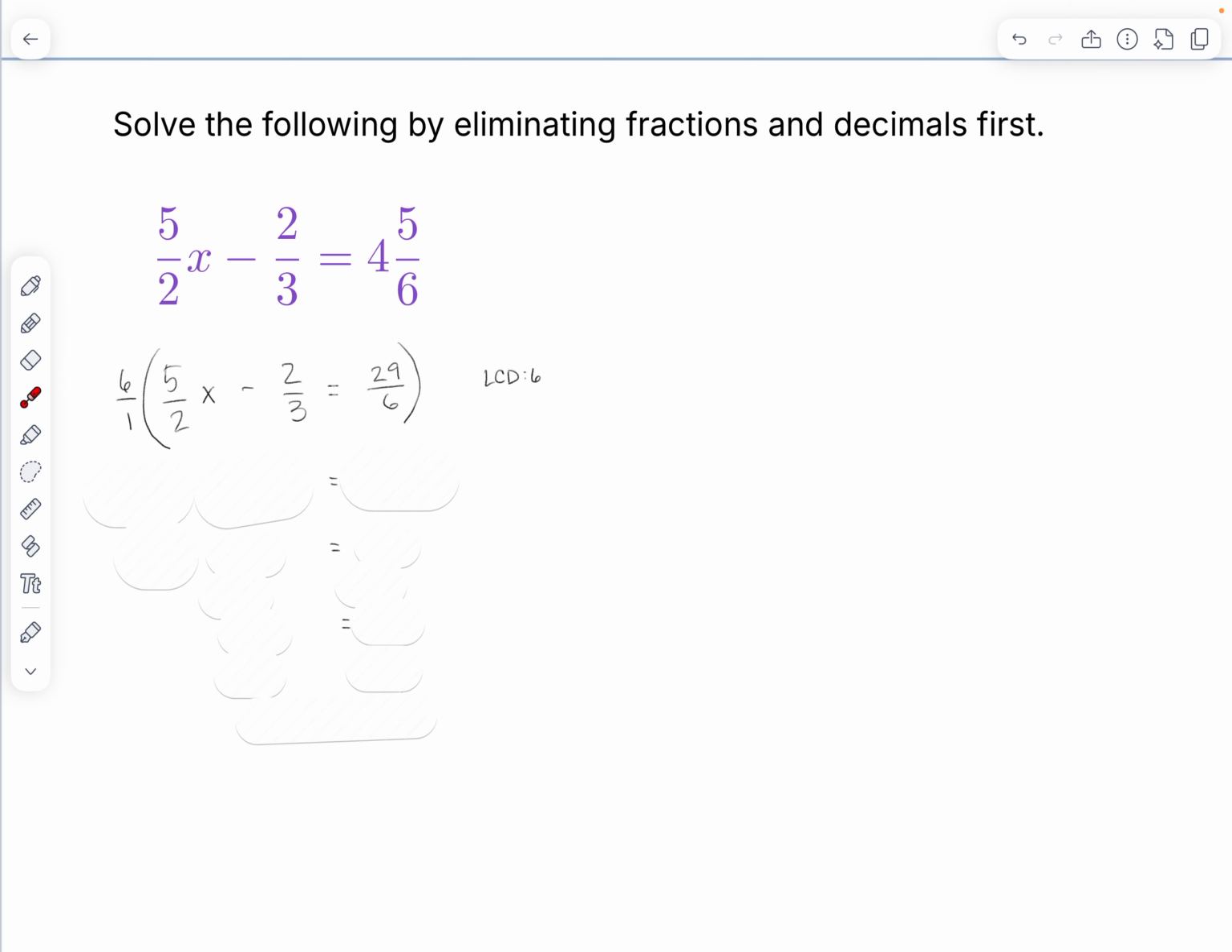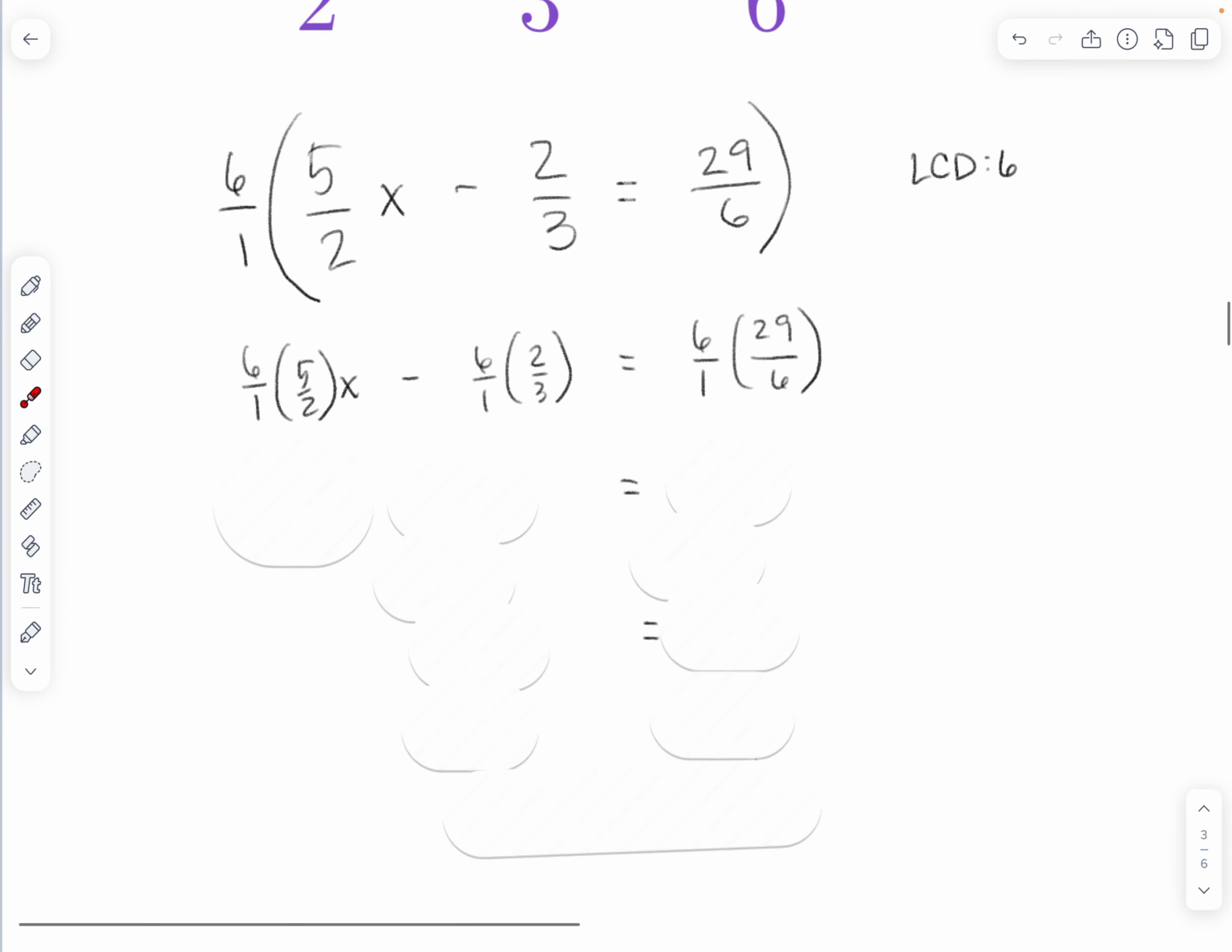All right, and I need to remember that this is going to be done by distribution, multiply by every single term. So I have 6 over 1 times 5 halves times x, minus 6 over 1 times 2/3, is equal to 6 over 1 times 29 over 6. Now, let's go ahead and do some canceling while we're at it. The 6 and the 2 are going to reduce to a 3 and a 1.